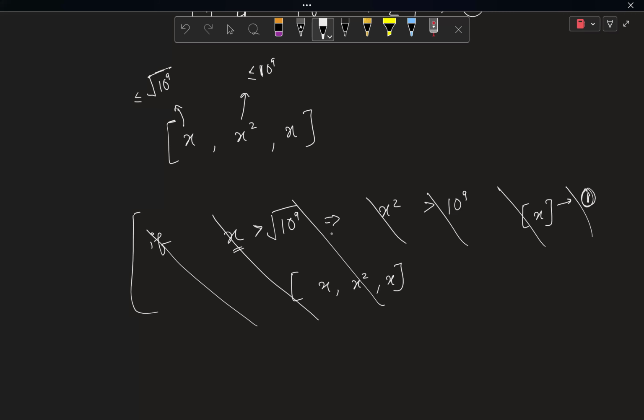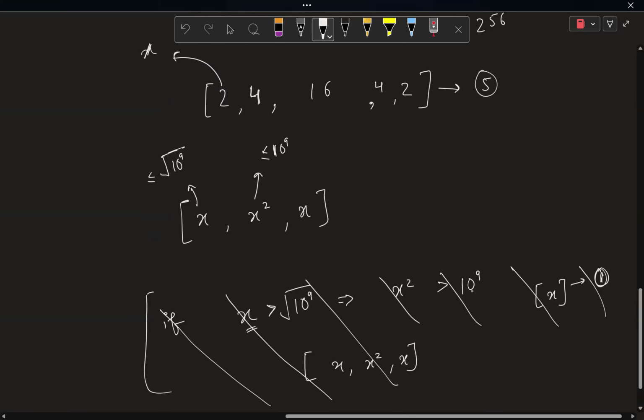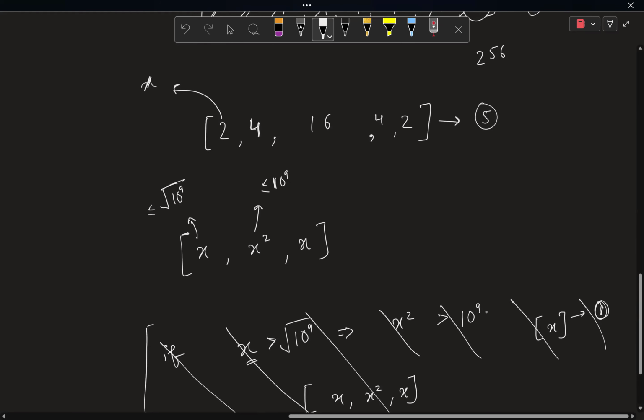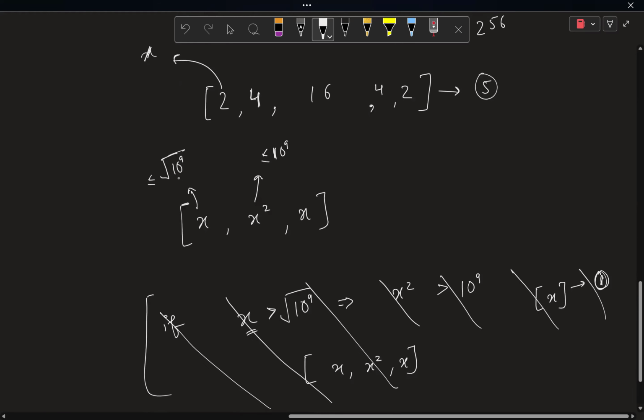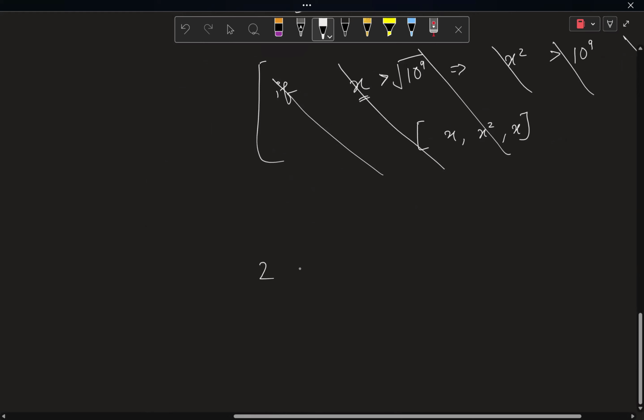There, it makes no sense to find out the longest subset which follows the pattern, because it would be only one. It doesn't make any sense to consider those x. Good enough, so we have got this thing. Now we have considered what we have to do if x is greater than or equal to 2, and in case it is less than or equal to 10 to the power 9.